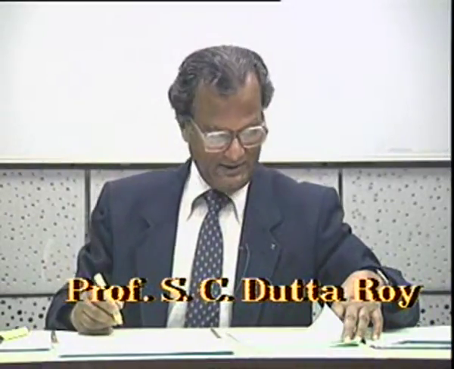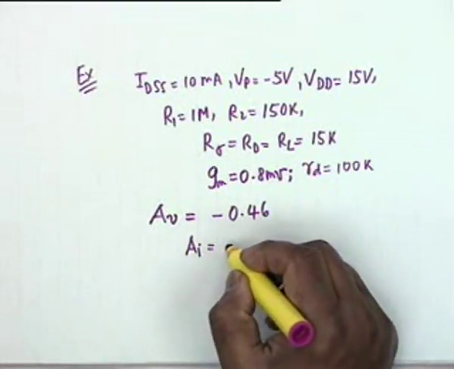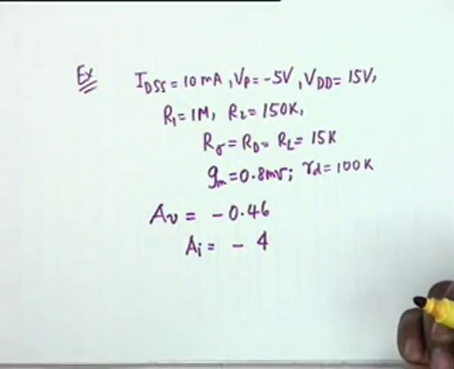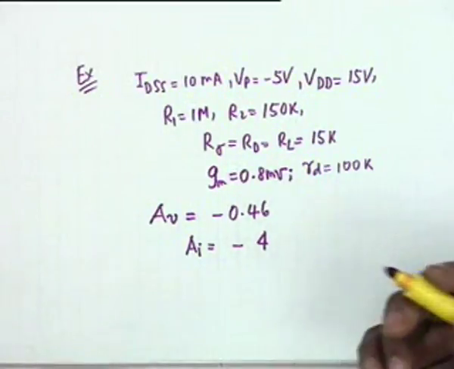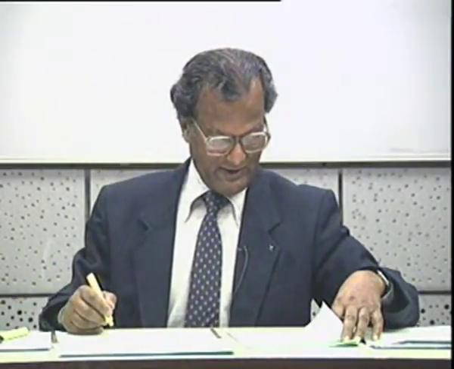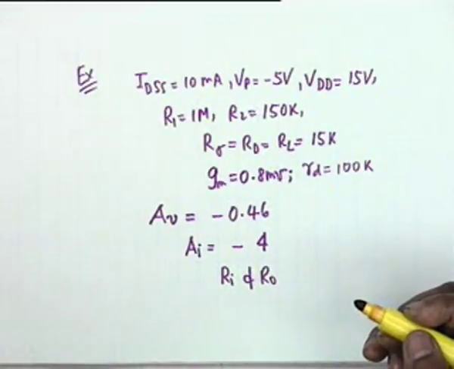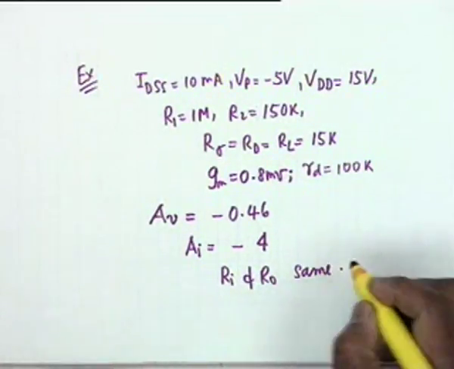If you calculate, it's simply minus GM, the effective load, divided by 1 plus GM R sigma, and that becomes minus 0.46. I'll skip the arithmetic. A sub I becomes minus 4 now. You see, AV, the voltage gain now becomes less than 1. This is what the unbypassed source resistance does to the amplifier. The current gain is minus 4. RI and R0 are not changed. They are the same as in the previous case.